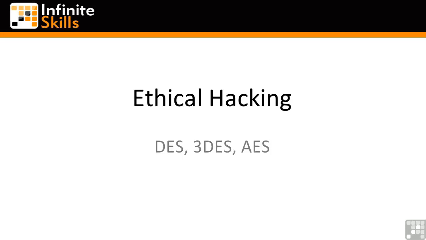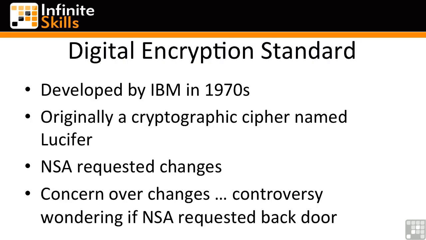In this lesson, we're going to be talking about different types of cryptographic ciphers, and primarily we're going to be talking about DES, triple DES, and AES. DES is the digital encryption standard. It was developed by IBM in the 1970s.